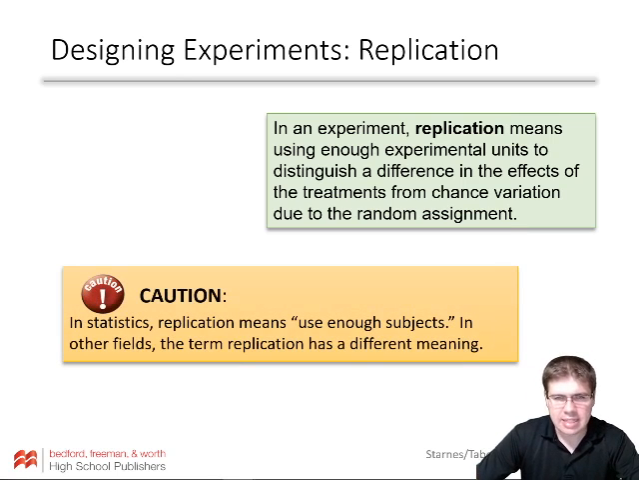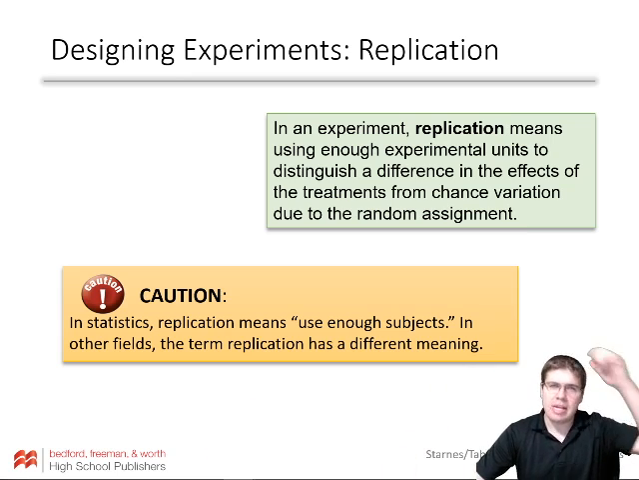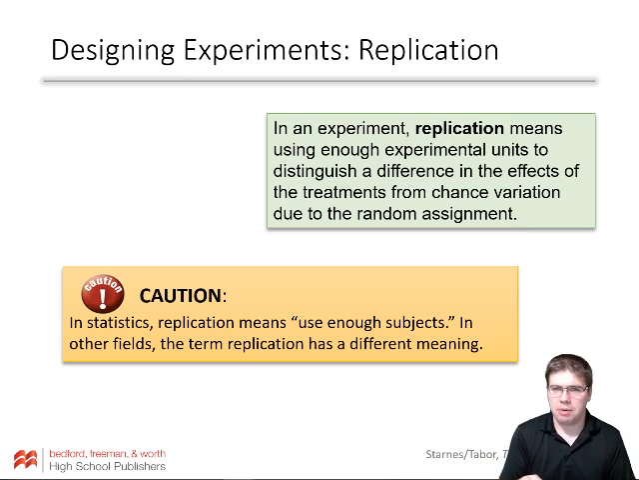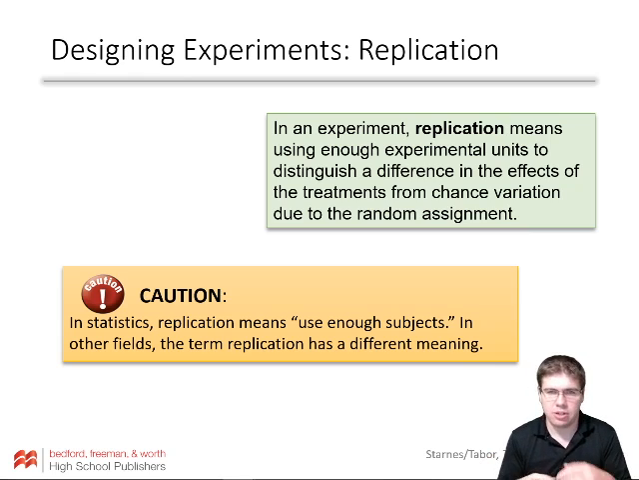Again, in statistics, this concept is a little bit different than replication in science. So we're talking about using enough subjects, repeating it on enough individuals, using a big enough sample size. In other fields, the term replication has a different meaning. In science, a lot of times they talk about replication, and you're saying actually somebody else repeats your whole experiment and can repeat those same results. That's also good, but when we say replication from a statistical standpoint, we're just looking at our individual study.